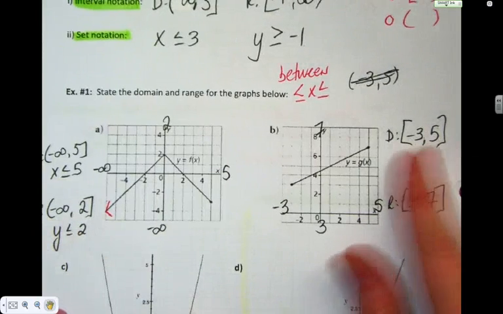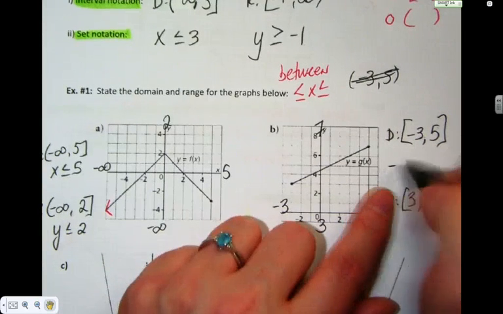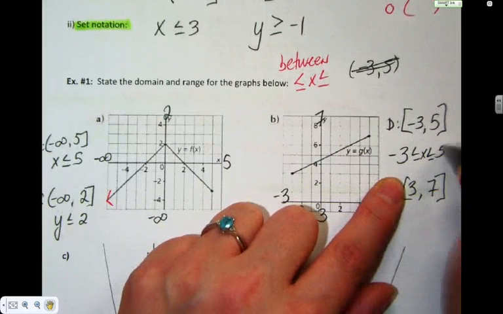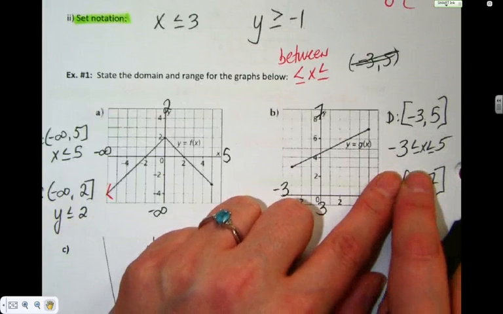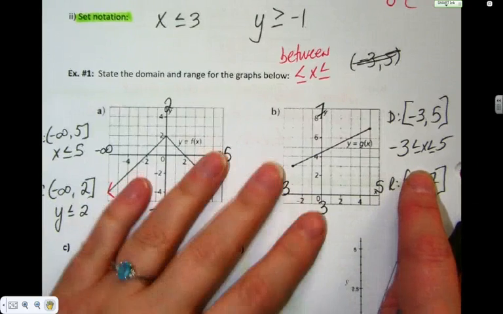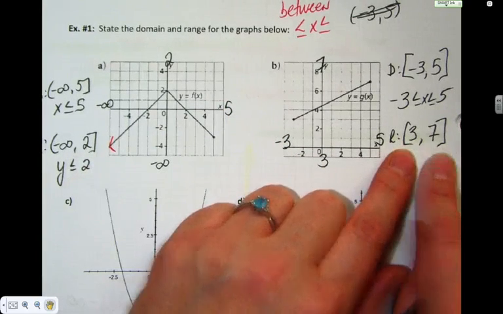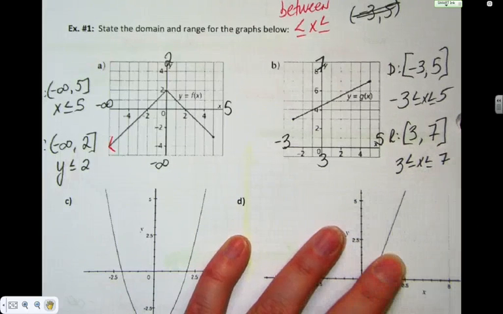So because this doesn't have an infinity, what I need to say is between -3 and 5. So I start with the -3. I say between and I put the 5. That means mathematically between -3 and 5. This one isn't also between because I don't have infinity anywhere, so I'm going to say 3 is between 7.